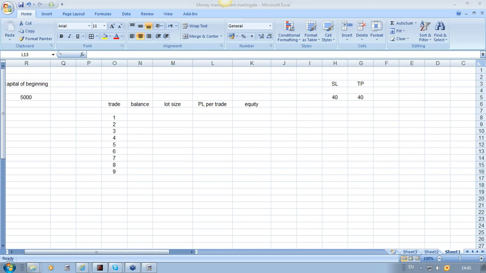Is Martingale too risky for beginners? No. No, but you must accept that you can blow your account. You must accept it. Then after 4 or 5 trades, the amounts become bigger, and each pip equals more money, and the psychology can be an issue here.